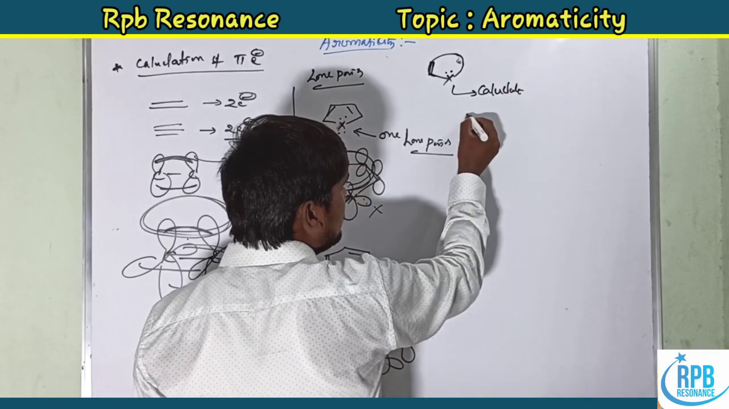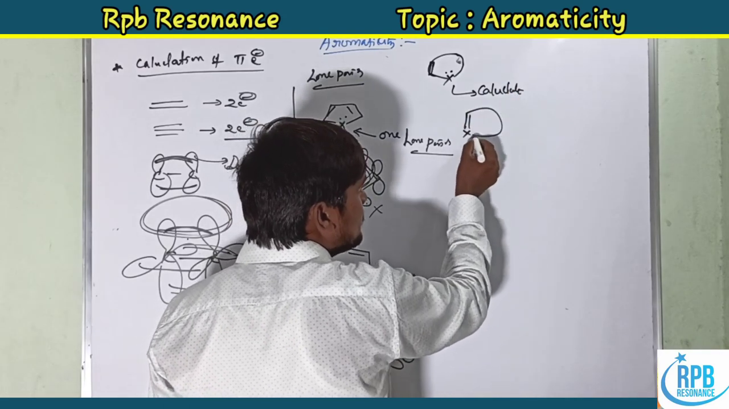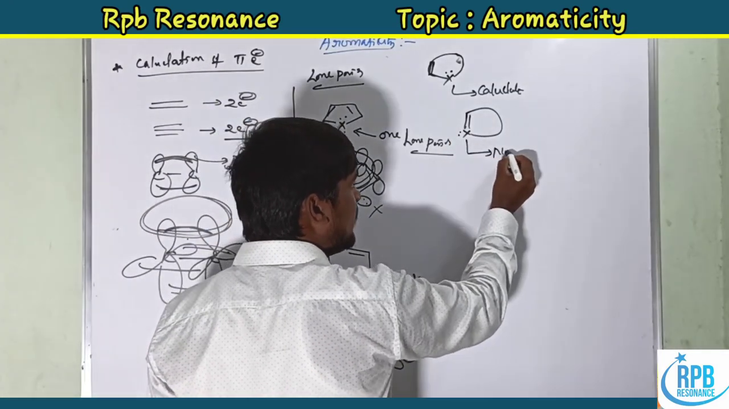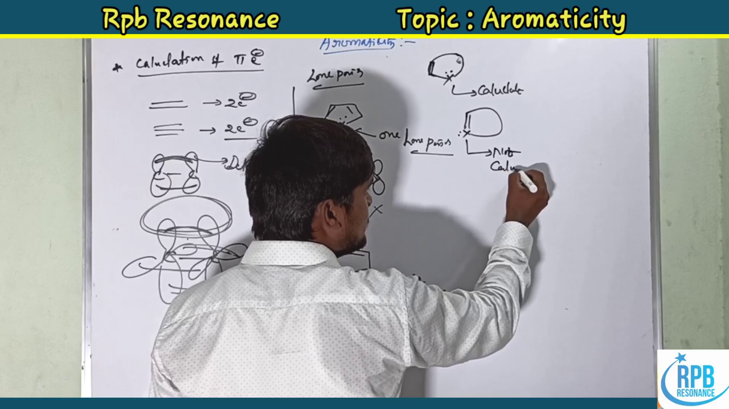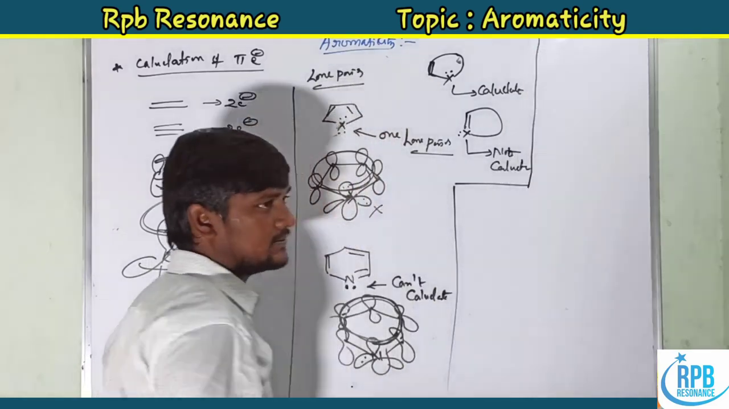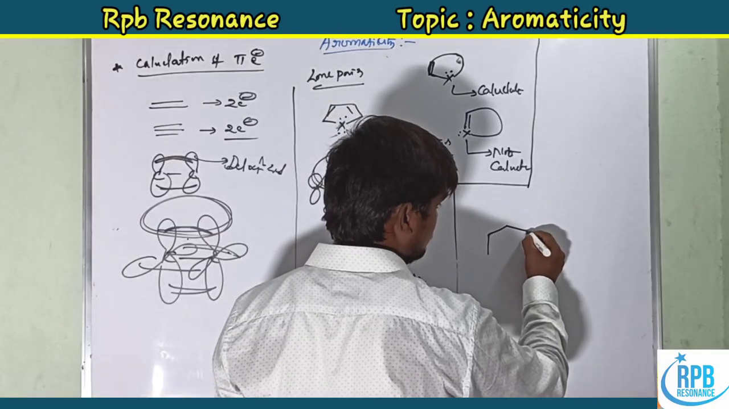Okay. But here, the molecule which is already participating in the double bond, even though it has lone pairs, those lone pairs are not calculated. This is the second point. Okay. Now let's move on to another thing: some of the peripheral rings.